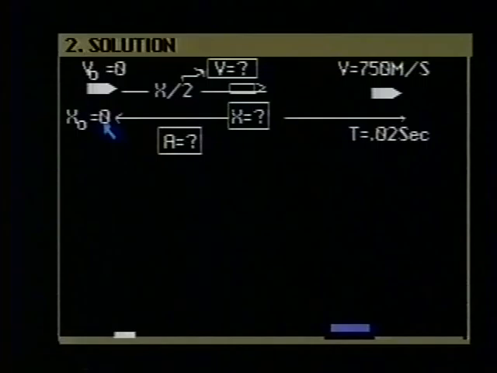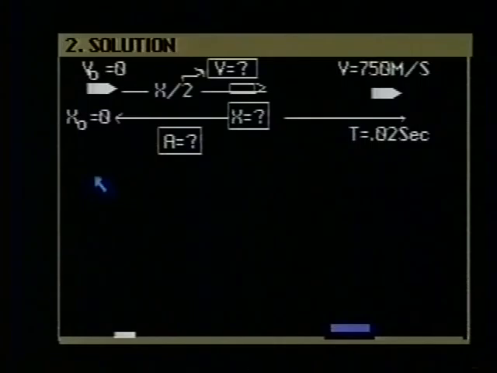The questions in the problem: what is the acceleration? What is the length of the barrel, which translates into what is the distance traveled in the time 0.02 seconds? And lastly, what is the velocity of the shell when it has traveled halfway down the barrel? If the length of the barrel is x, what's the velocity when the distance is x over 2?